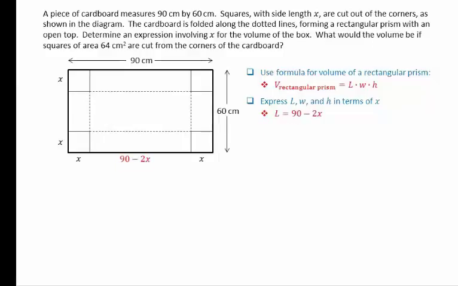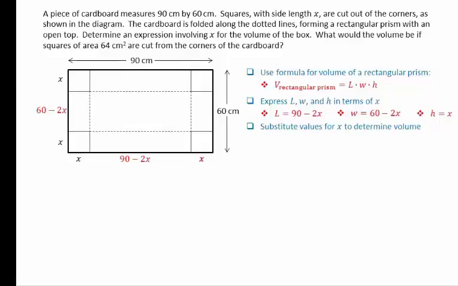Here, the length is equal to 90 minus 2x. Note that the cardboard's length is 90. We have to subtract 2x corresponding to the corners that are cut out. Similarly, the width of this rectangular prism will be 60 minus 2x. The height is equal to x. We then simply substitute values for x to determine the volume.